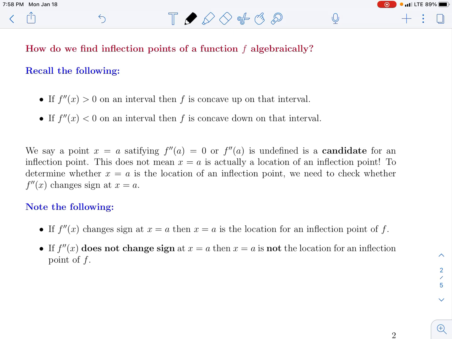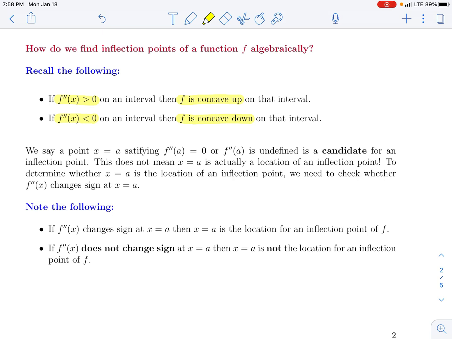Here I'm asking you to recall the statements that we were talking about earlier in this unit, in particular the one that related the second derivative to the first derivative. We said that if a function f has a second derivative that is positive on an interval, then the function f is concave up. And if the second derivative is negative on an interval, then the function is concave down on that interval.